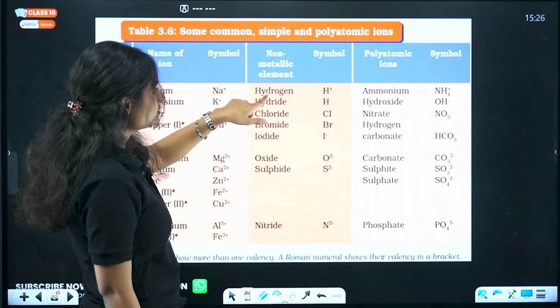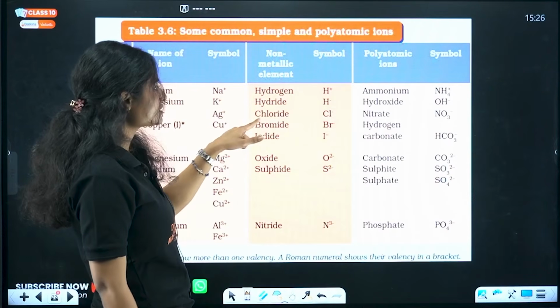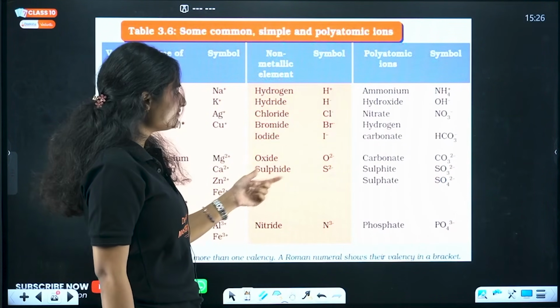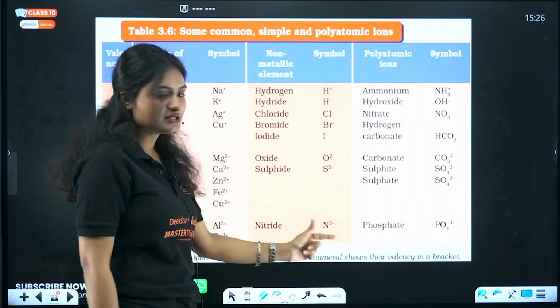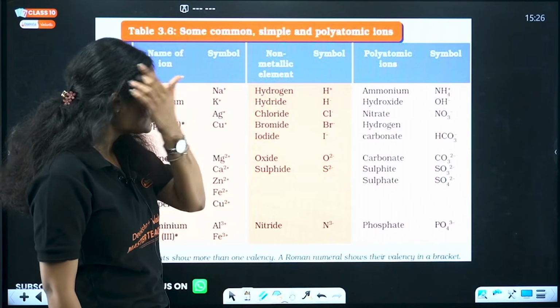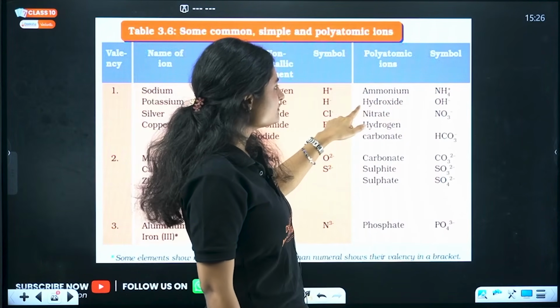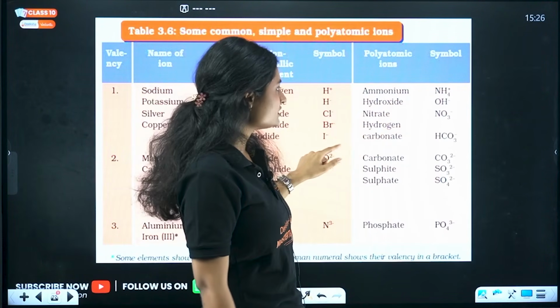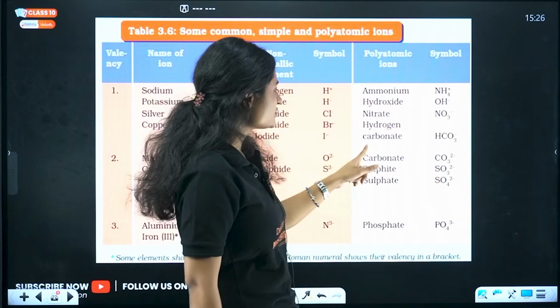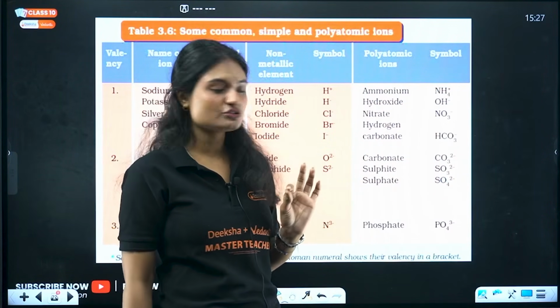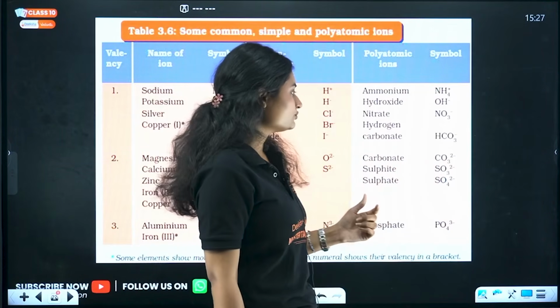Then again hydrogen plus, hydride minus, chloride, bromide, iodide. These have -1. Oxide, sulfide, -2, -2. Nitride is N-3. Okay. You know how to make the formulas, right? The valency method. Ammonium, NH4 positive, hydroxide, OH negative, nitrate, NO3 negative, hydrogen again same, H positive. Now hydrogen carbonate is HCO3 negative. Carbonate is CO3 2 negative.